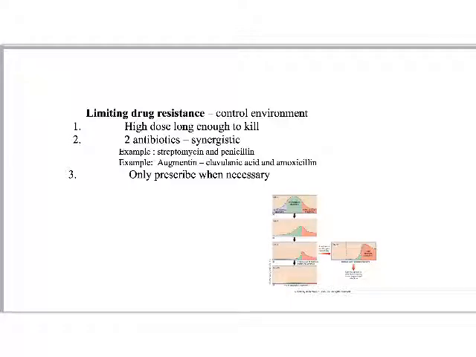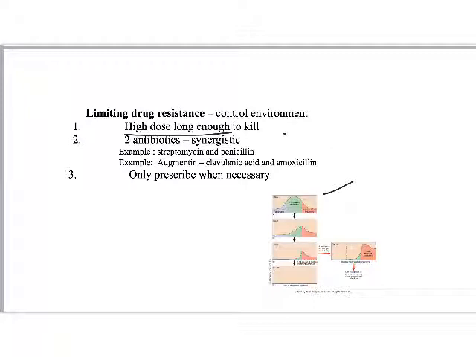Okay, so the ways that we try to limit drug resistance is we try to control the environment. So we want to give a high enough dose, and you need to take the whole dose. So you take it long enough to kill or destroy the bacteria. So here's an example. This isn't very big, it's hard to see, but here's the idea.